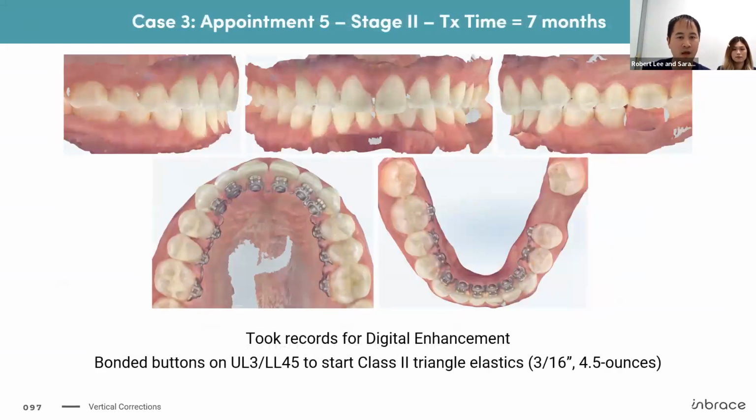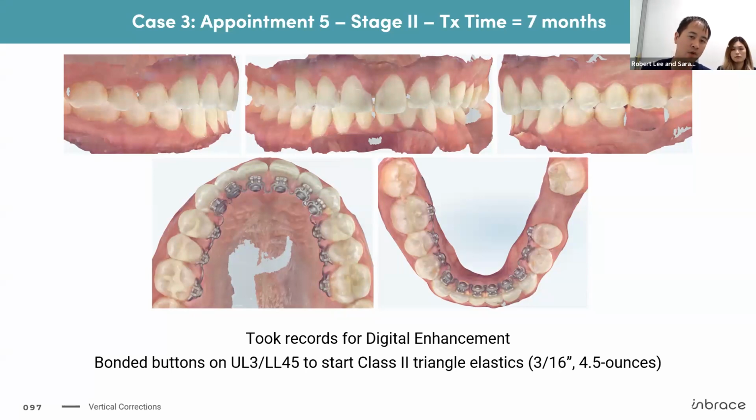When the patient comes back about 10 weeks later, you can see the space is essentially closed. It's about maybe half a millimeter space left. So at this point, we took records for digital enhancement. This time now we're looking at final detailing, both the upper and lower arches.